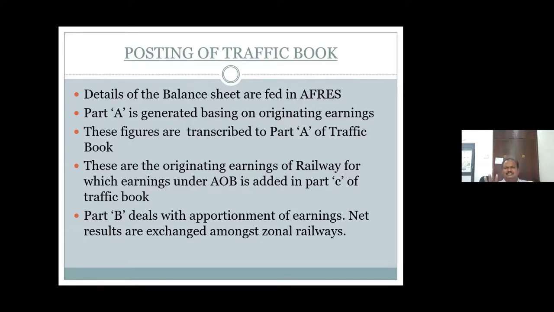Part A is only station earnings received. In Part B, the earnings are divided, home railway and foreign railway wise, and the debits are exchanged. So how is the posting of our traffic book done in the traffic accounts?